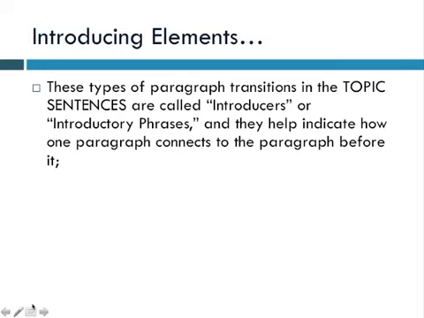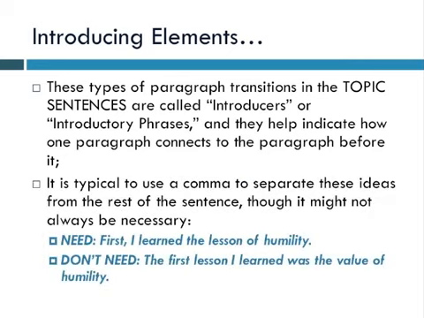Now, since we're talking about topic sentences, generally the signals that we see in these topic sentences we often call introducers, or introductory phrases. And they help indicate how one paragraph might connect to the paragraph before it. It's typical to use a comma to separate these ideas from the rest of the sentence, though it may not always be necessary. For example, in the sentence, first, I learned the lesson of humility, I need a comma here after the word first. But if I say the first lesson I learned, we don't need a comma here. Again, it's a minor point to think about, but the idea here is that these help introduce the reasons that I'm about to explain.